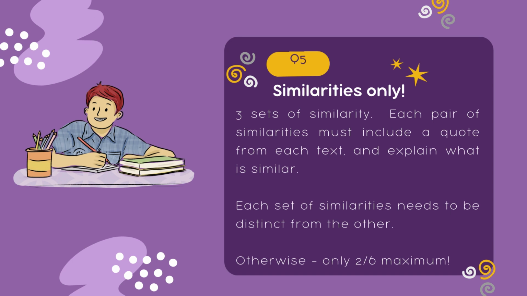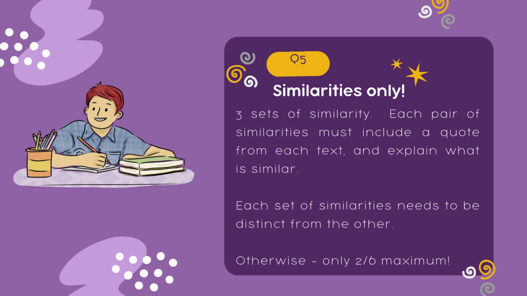And we come to question 5, and this is the one I always say is a time drain. Many people spend far too long on this question, and most people end up getting capped at 2 out of 6 marks. Why? Well, number 1 is this is similarities only. You need to find 3 sets of similarity. Each pair of similarities has to include a quote from each text and explain what is similar. Some people have done that, but explained the differences rather than the similarities. That's not what we're looking for.